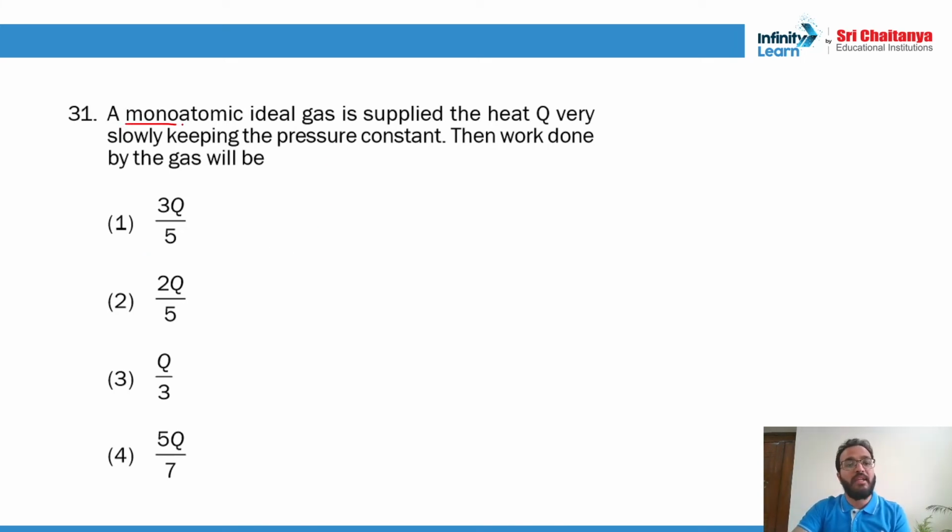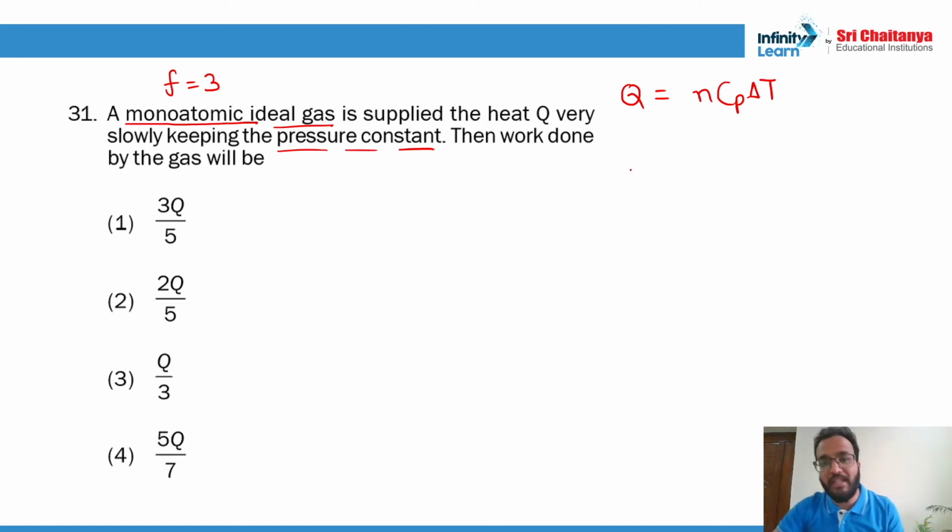A monoatomic ideal gas, monoatomic, so degree of freedom is 3, remember, is supplied the heat Q very slowly, keeping the pressure constant. That means if pressure is constant, Q is nCp delta T, right? The work done by the gas, very simple, when the pressure is constant is nR delta T. Remember this thing, okay?